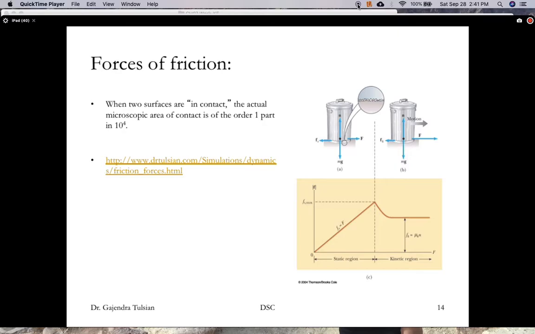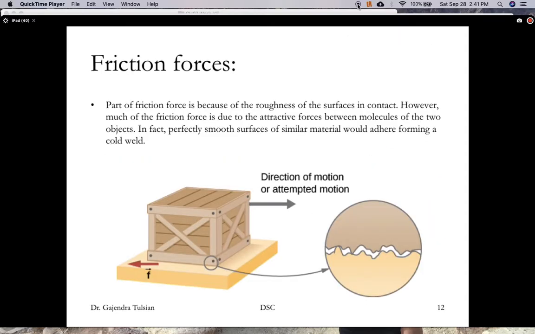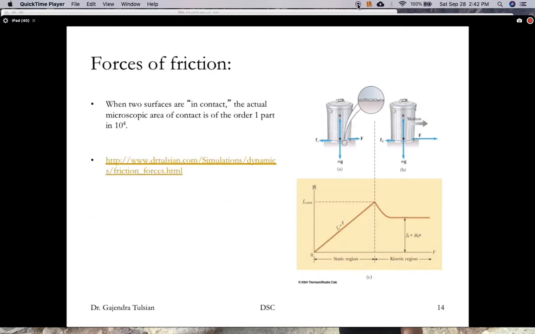So it turns out that when two surfaces are in contact, no matter how smooth the surface, because of the roughness of the two surfaces, the actual microscopic area of contact, interestingly, is of the order of 1 part in 10,000.